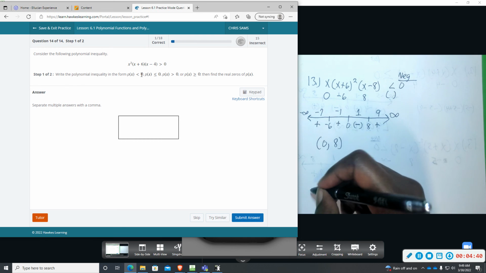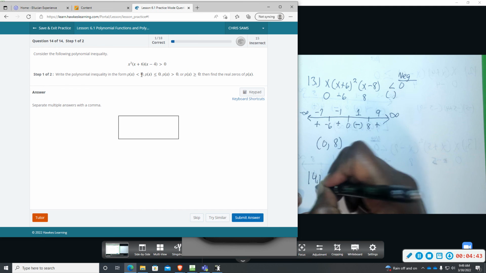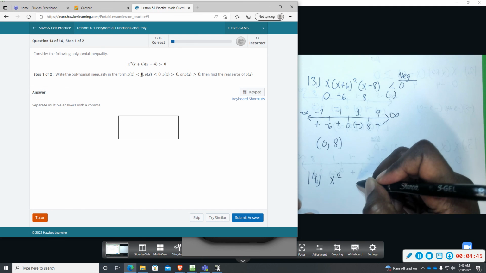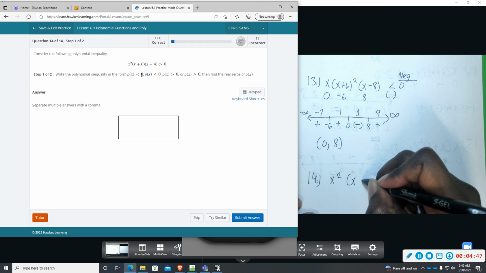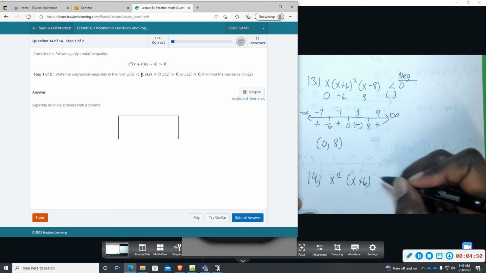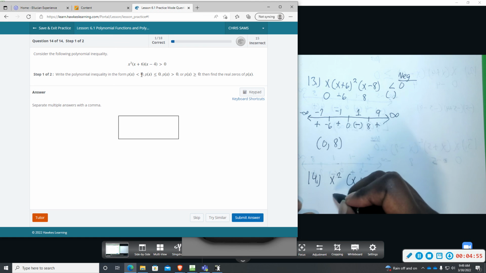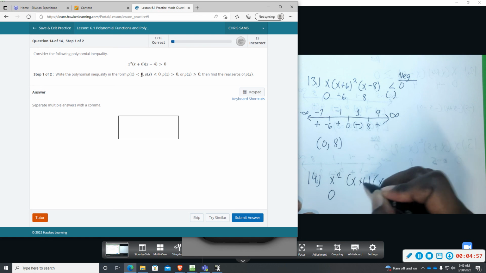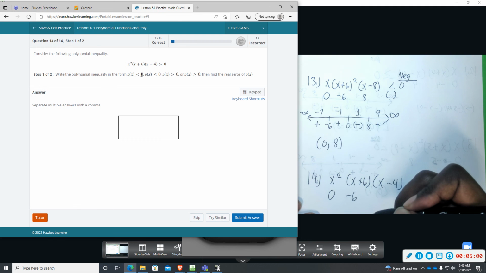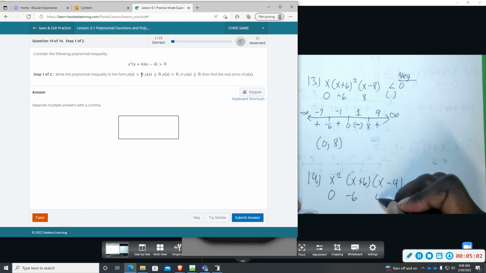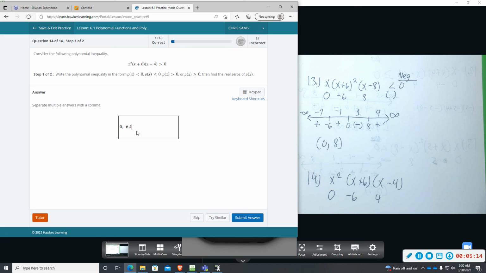Okay, so the same thing, same first part: x squared, x plus 6, and then x minus 4. What would make this 0 is just plugging in a 0. What would make this 0? -6. And what would make this 0? A positive 4. So here are my zeros right here: 0, negative 6, and 4. So 0, comma, negative 6, comma, 4, order doesn't matter.